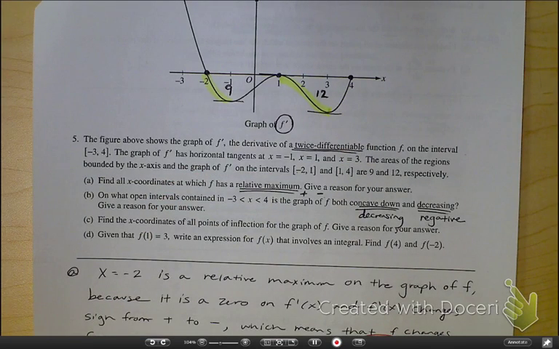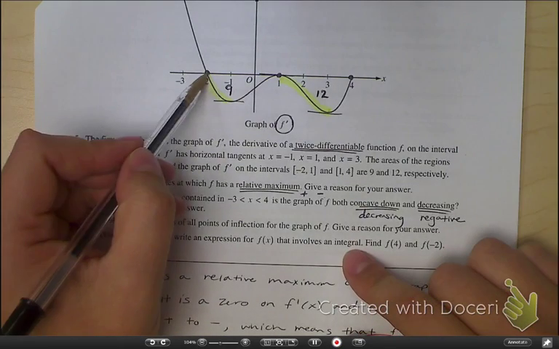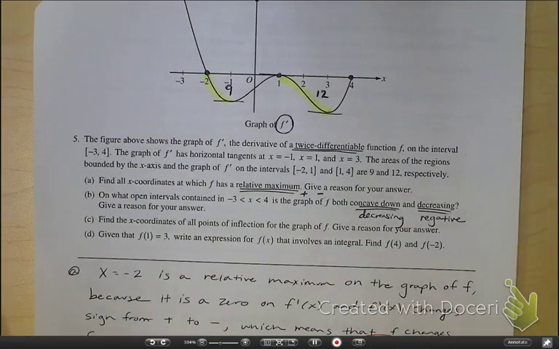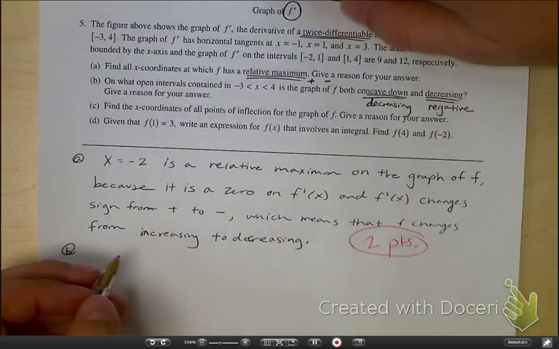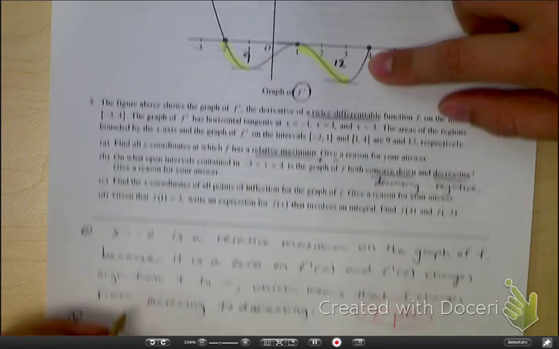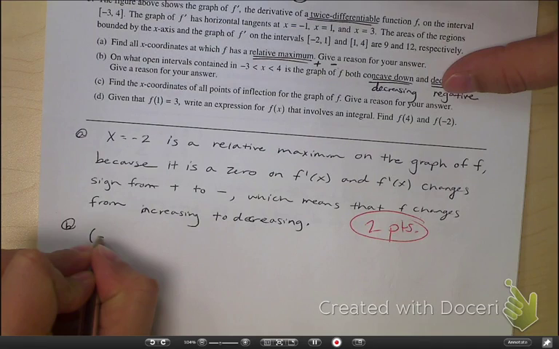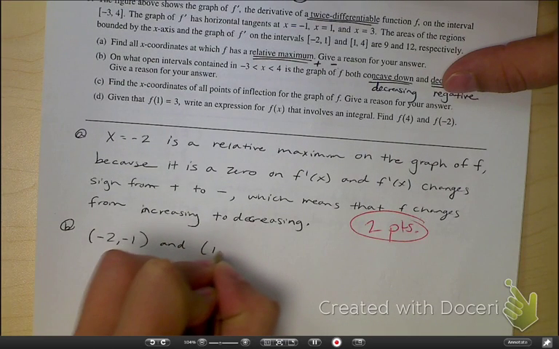So if I want my original function to be concave down and decreasing, the first derivative needs to be decreasing and negative. So on what open intervals? These are the open intervals from -2 to -1, as well as 1 to 3. -2 to -1 and 1 to 3.